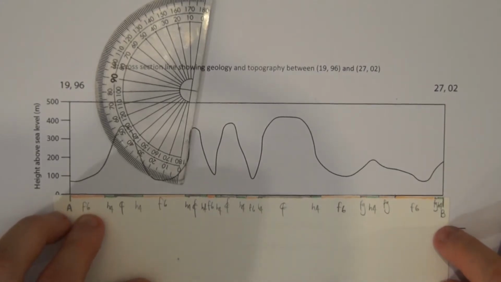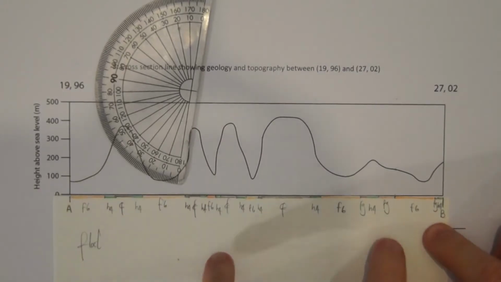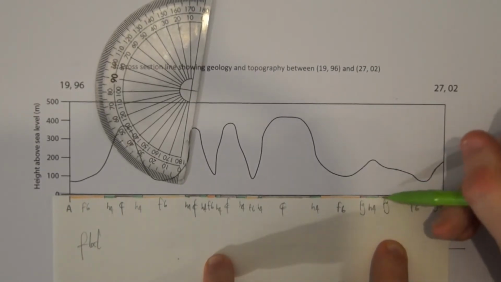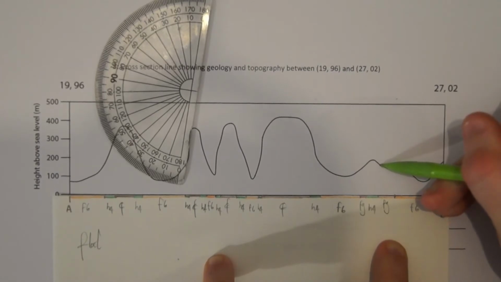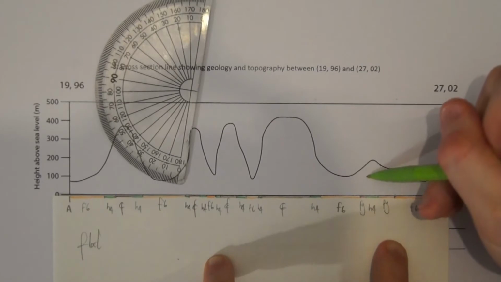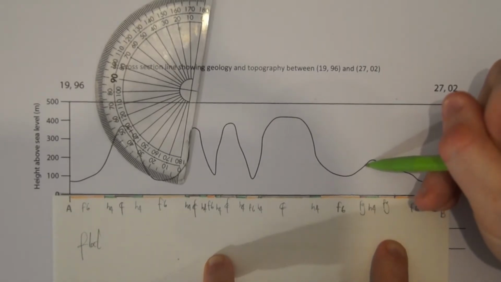Okay, so what we can do now is just spend a minute or two plotting where these contacts would hit our geological cross section. So there's another one there. There's one there, and this one would plot about there. I'm just trying to go as straight and vertically upwards as I can.